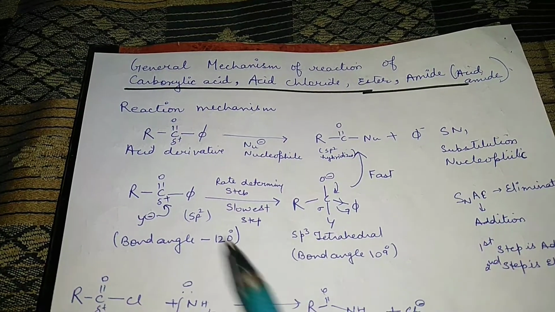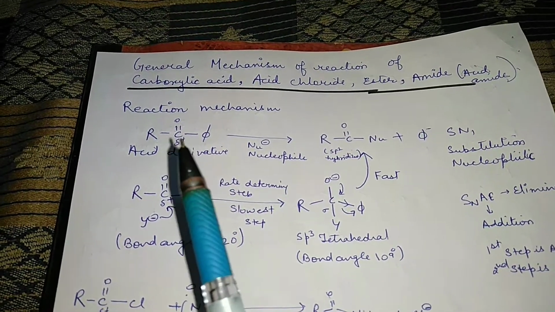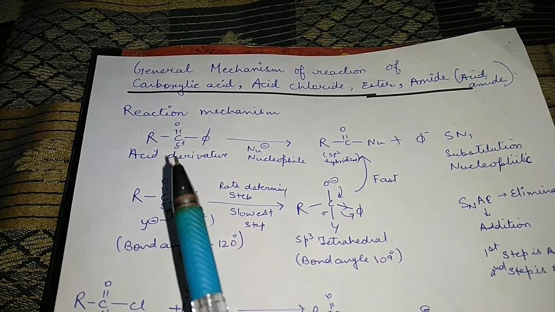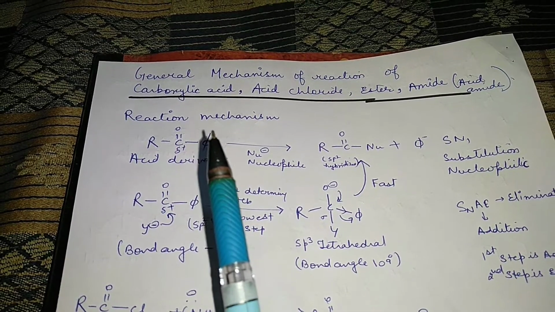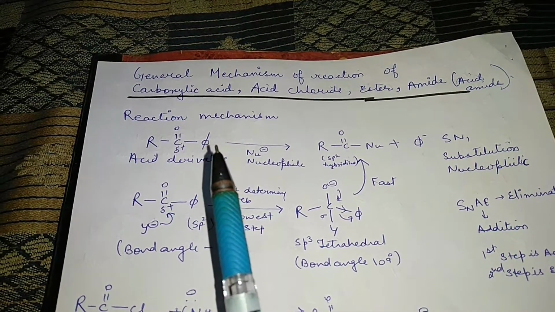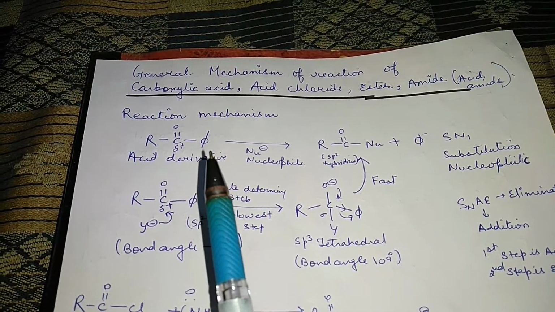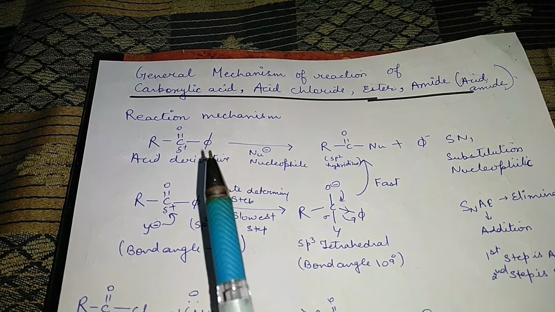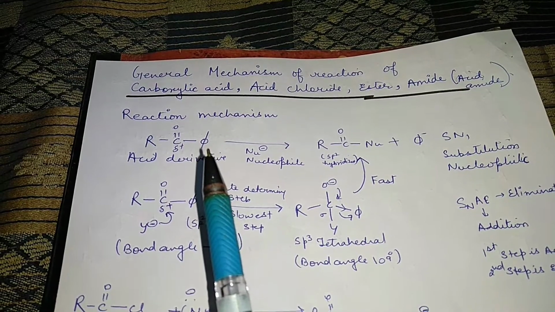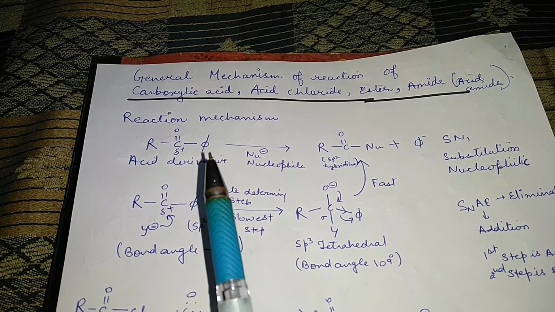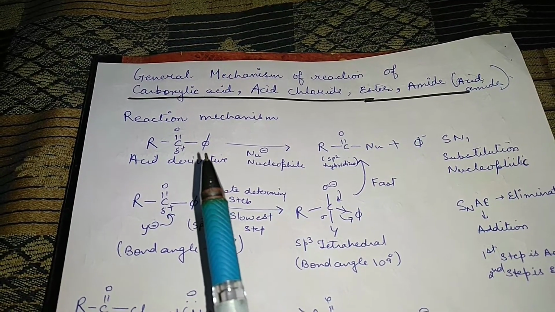Here I have written an acid derivative. As we all know, the formula of carboxylic acid is RC double bond O OH. So in place of OH, I have written phi. Here, in place of phi, we can think of the OH group, or we can think of chlorine. If it is chlorine, then it will be acid chloride. If it is OH, then it will be carboxylic acid. So what will be the mechanism?